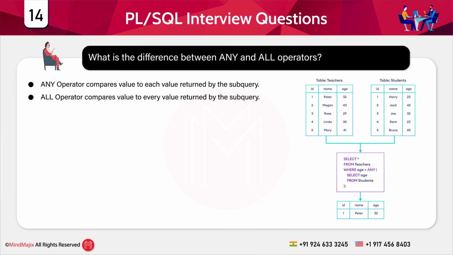And if you talk about the all operator, the all operator compares value to every value returned by the subquery. So similarly, greater than all means more than the maximum, less than all means less than the minimum, and not equal to all is equivalent to the not in condition.